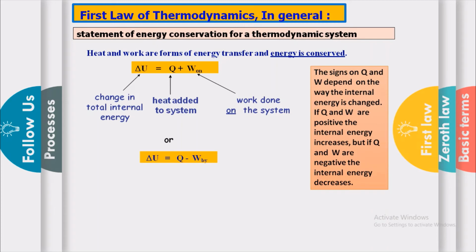Now the important thing here is the sign convention. The signs on Q and W depend on the way the internal energy is changed. If Q and W are positive, the internal energy increases, but if Q and W are negative, the internal energy decreases.